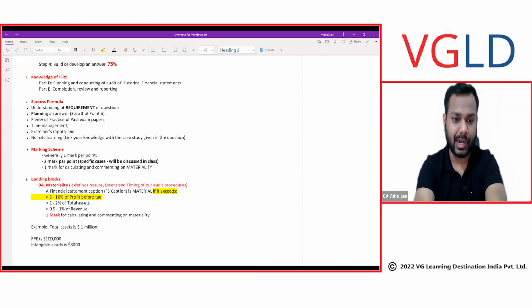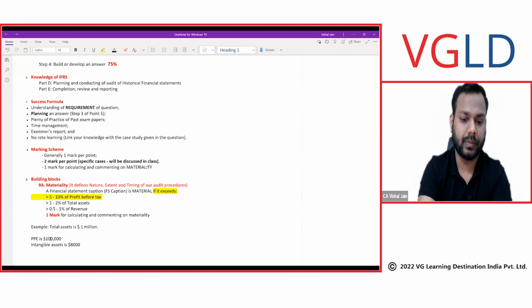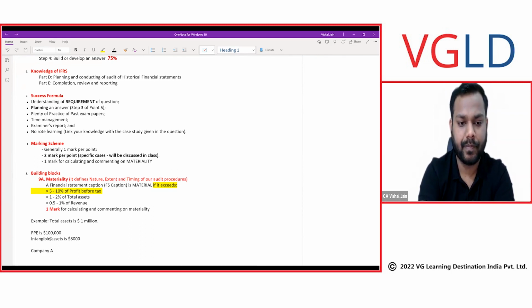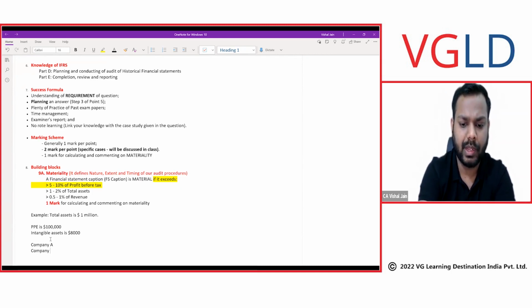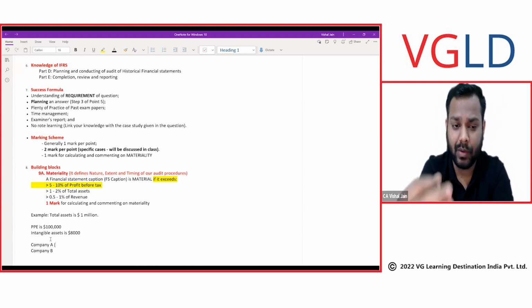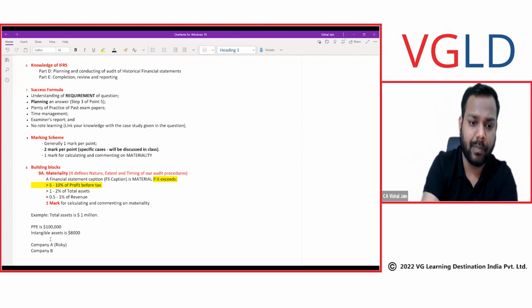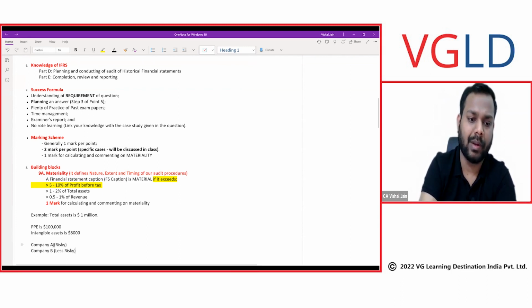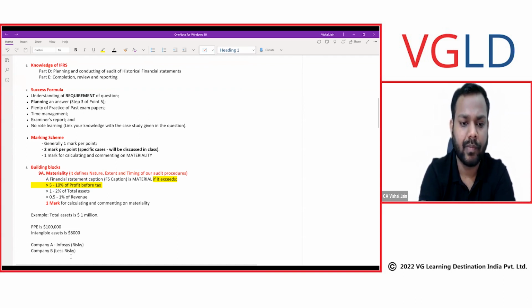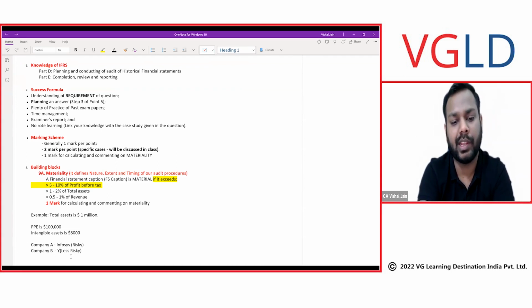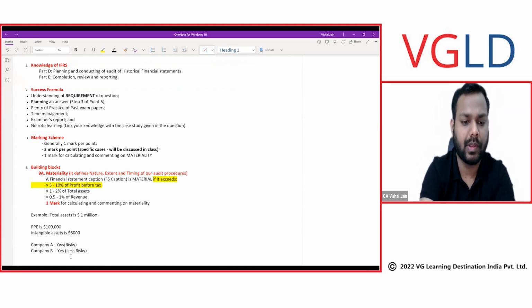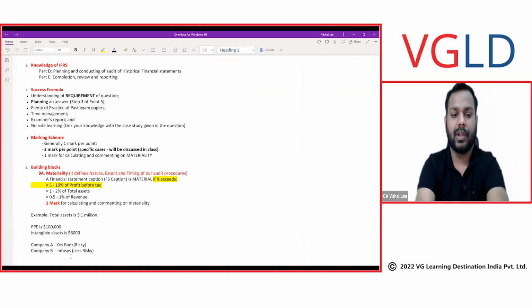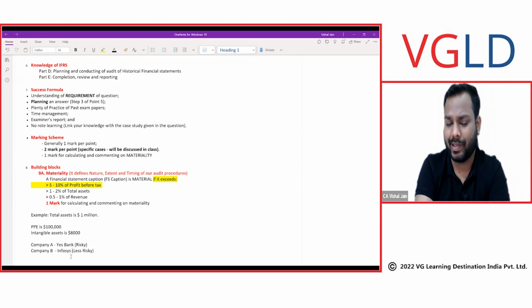So these two are there. Now understand. Now company A, risky. There are two companies also at it, okay? Company B. When you understand the company, company A is more risky, and company B is less risky. Or if I say, company A is, you can say, Infosys, and company B is, let's suppose, Yes Bank. Okay, so company A is a little bit risky and company B is less risky, Infosys.